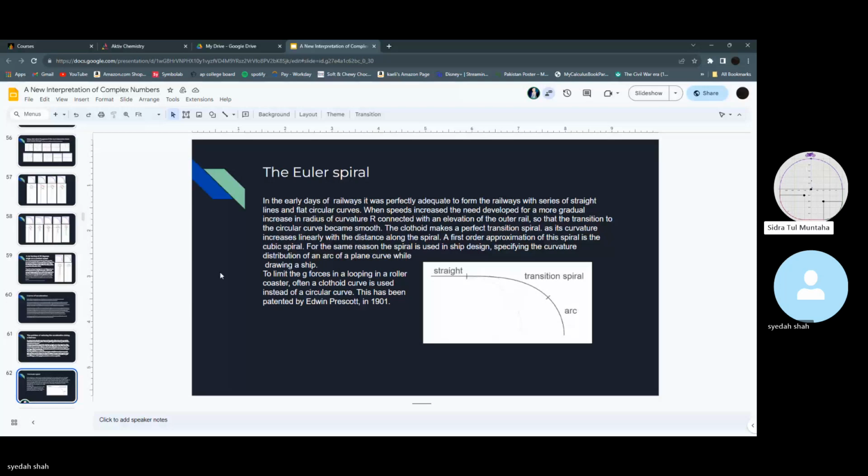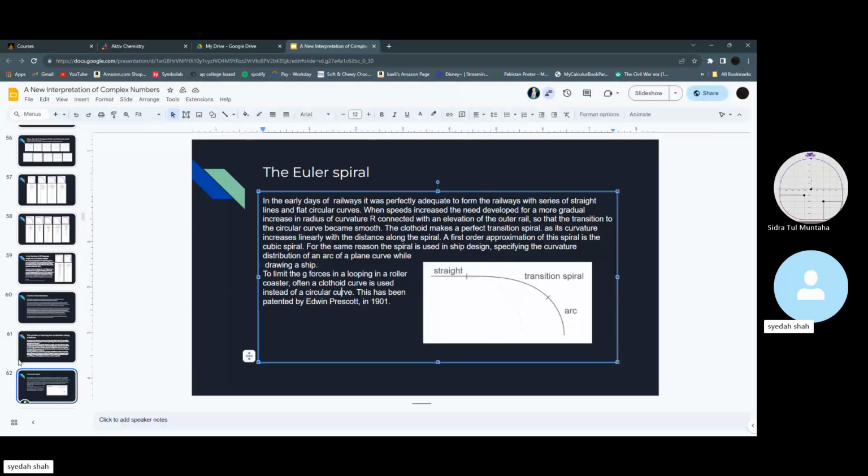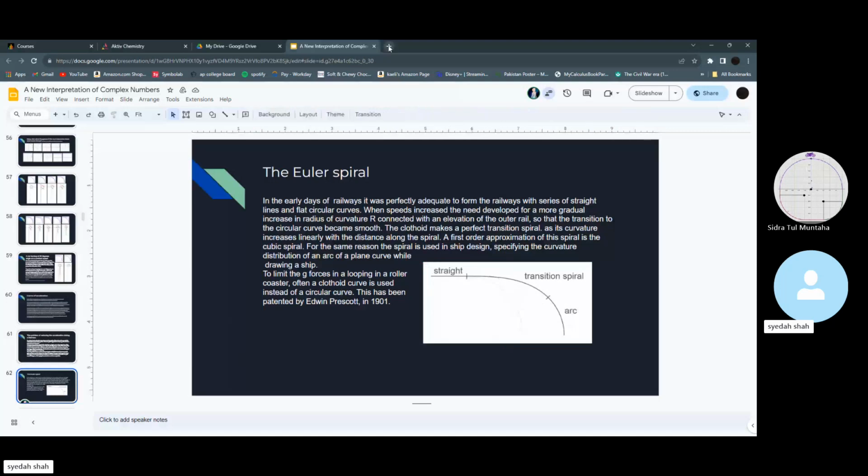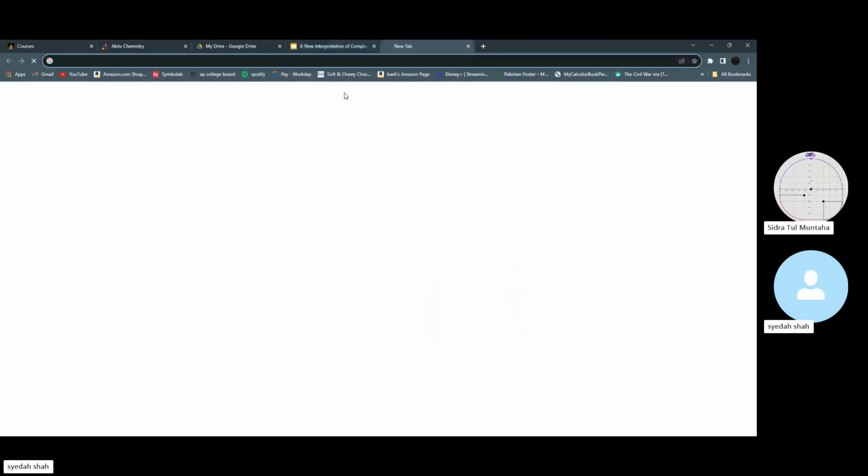I would like to go into the detail of what this cubic spiral actually means here. So I would like you to open the GeoGebra on the next step. Should I just open it? No, open the next tab, and then the GeoGebra.